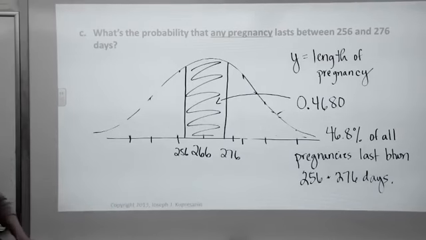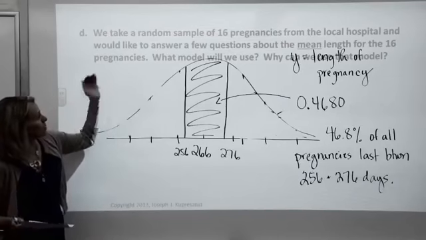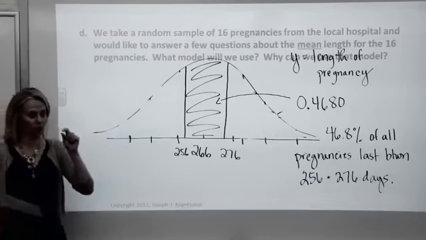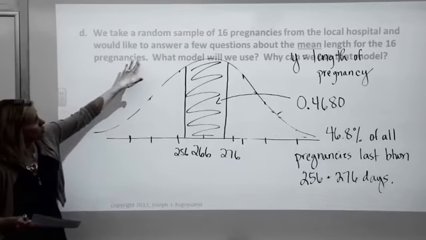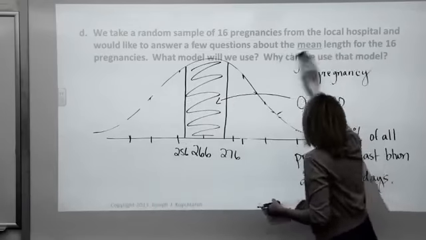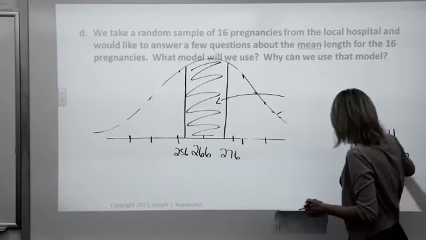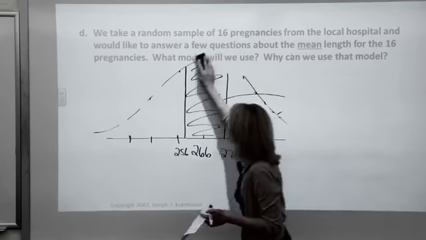Let's look at D, see if we change things up a little bit. Okay. Now we take a random sample of 16 pregnancies. We're no longer looking at individual pregnancies. We'd like to answer a few questions about the mean length for these 16. So we're not looking at their individual length of time that they're pregnant. We're looking at the average amount of time that these 16 women are pregnant.